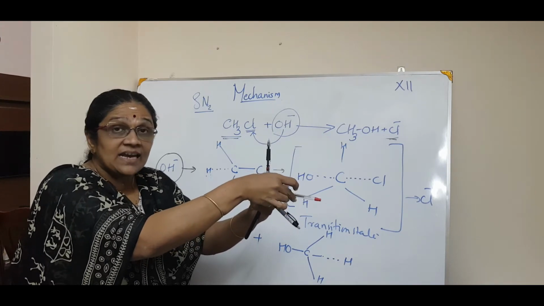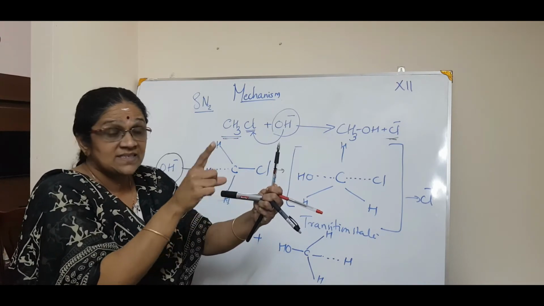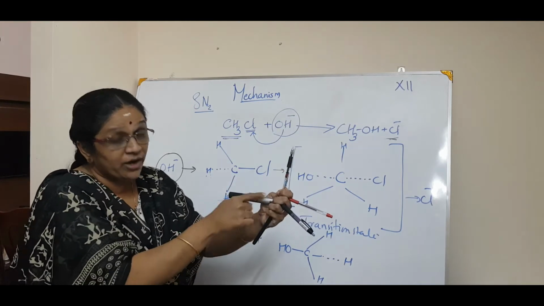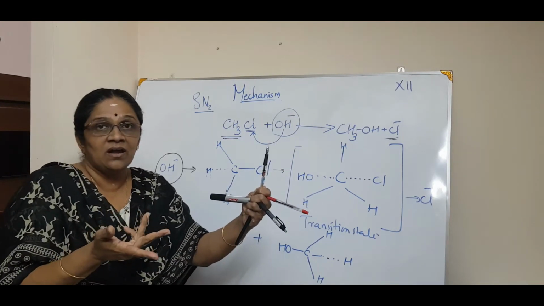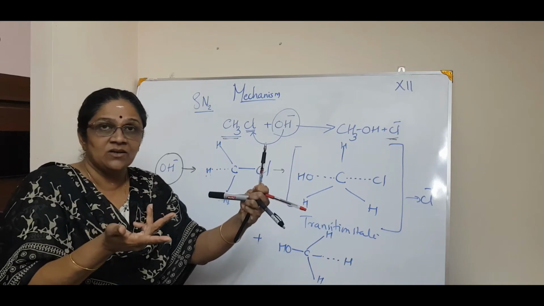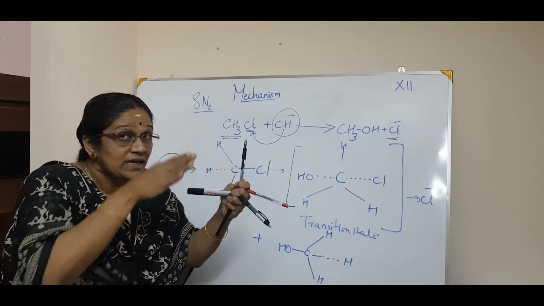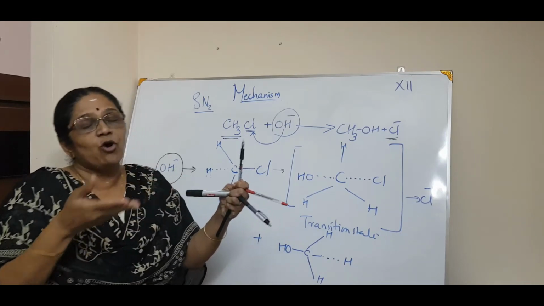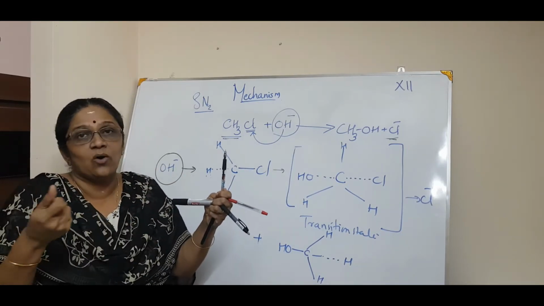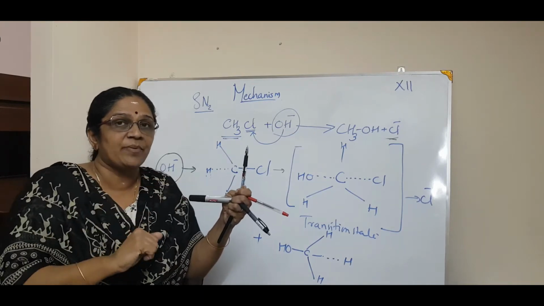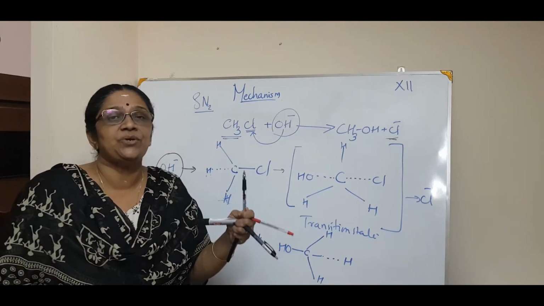And it is highly unstable. Why? Because count the number of bonds: 1, 2, 3, 4 and 5. So it is definitely unstable. And I told you this is not an intermediate; there is no intermediate formed in this reaction. What do you mean by intermediate? You can isolate it, or really the reaction is happening. Here there is no reaction happening, just a state transition.